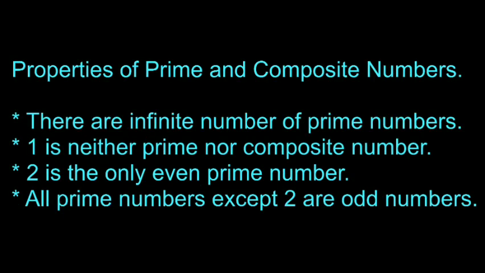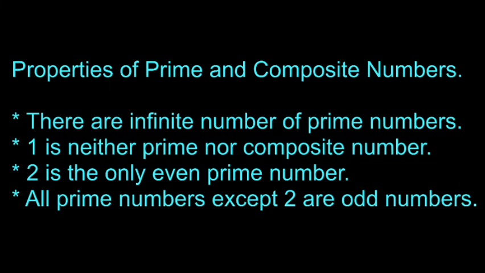Now let us see the properties of prime and composite numbers. There are infinitely many prime numbers. We don't know which is the biggest prime number. Next, 1 is neither a prime nor a composite number. Why? Prime number means a number with 2 factors, but 1 has only 1 factor, that is 1 itself. Composite number means more than 2 factors. That means 1 is not prime and not composite, because it has only 1 factor, that is 1.